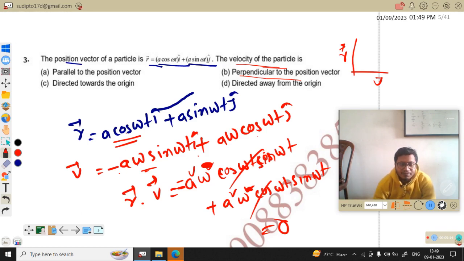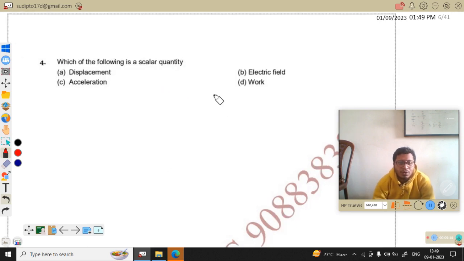Next question. Which of the following is a scalar quantity? This is a very easy question. This is the displacement. We know displacement is a vector quantity, the distance between two points, the position vector. The acceleration is also a vector quantity. Change of displacement is velocity. Change of velocity is called acceleration.